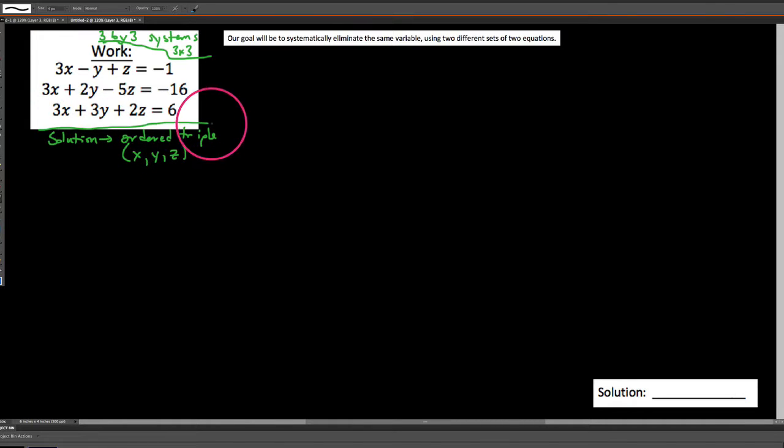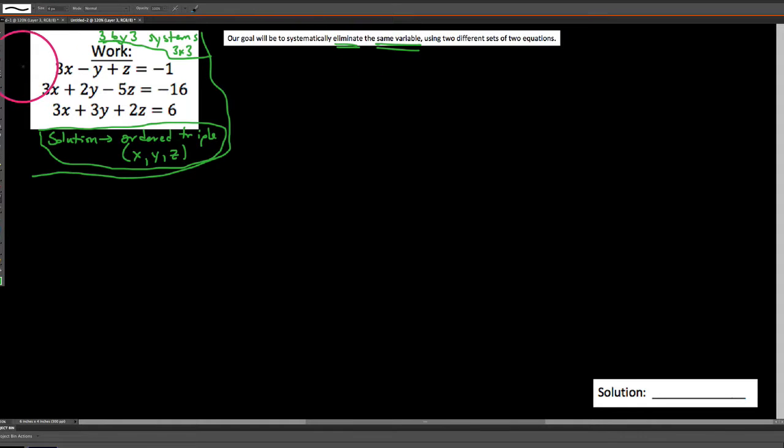So our goal is going to be to look for this solution to the entire system, but do so algebraically with this 3 by 3 system. So algebraically, we're going to start with just what our goal is in order to find our solutions, and then interpreting that solution. So we say our goal will be to systematically eliminate the same variable, but using two different sets of two equations.